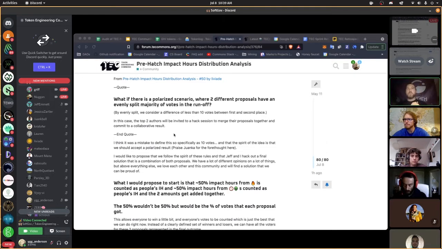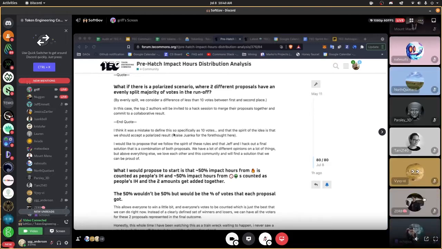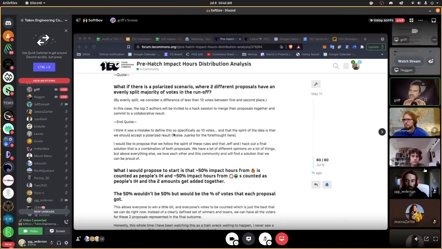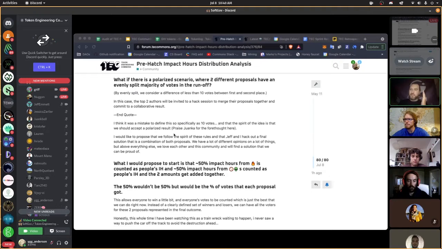I think that it was a mistake to define that so narrowly as 10 votes. I think the spirit of this proposal is to say that it's important that we don't end up with polarized results. We are one commons more than we are political beliefs. And this false dichotomy of right and wrong, Democrat, Republican, socialist or libertarian, or bad or good even, is something that we need to step out of and remember that we all want the same thing. We want to advance token engineering. That is why we are here. So how do we do that the best? And I think we follow the spirit of this idea.